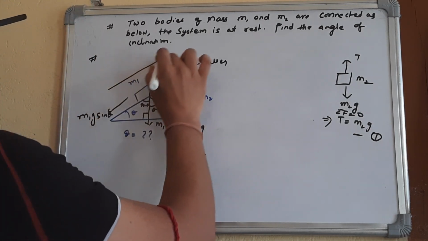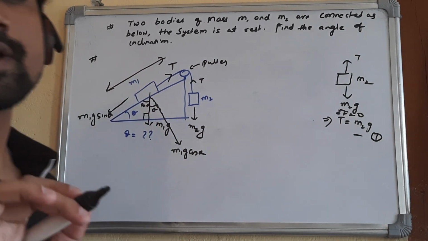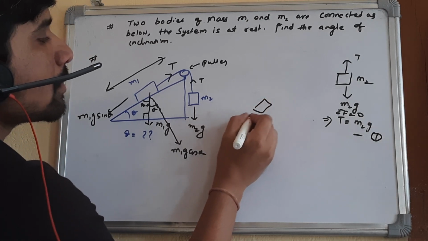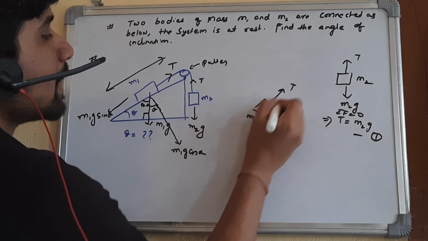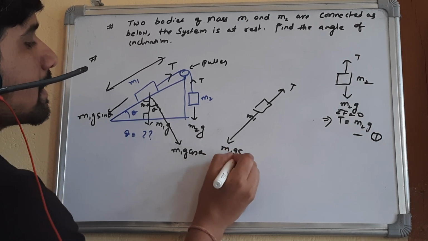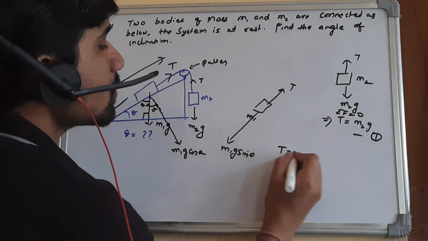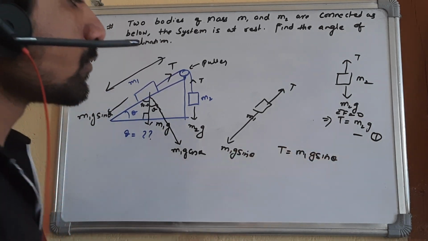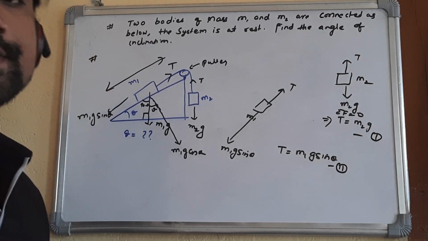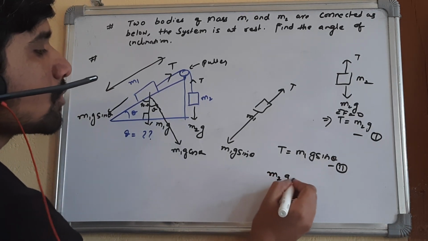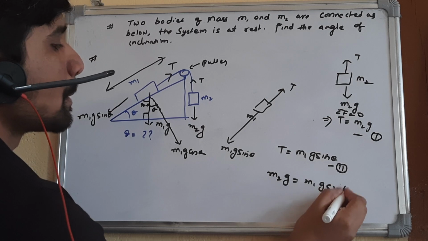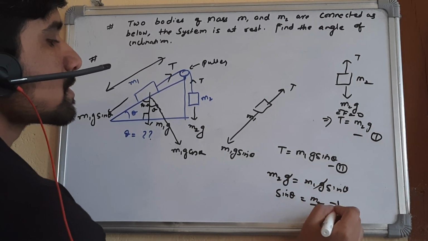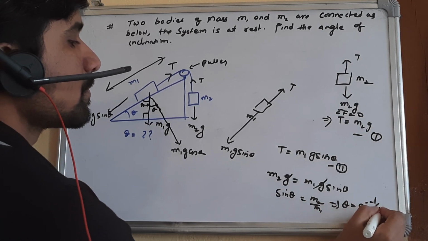And along this direction, there is no acceleration for m1, right? So if I draw the free body diagram for m1, it looks like this. There is a tension, and then there is m1g sin theta, and it states that tension is equal to m1g sin theta. Now can I relate these 1 and 2? Both tensions are the same since the string is the same. So m2g is equal to m1g sin theta. Sin theta is m2 by m1, and theta becomes sin inverse of m2 by m1.